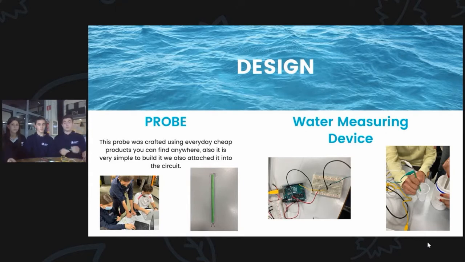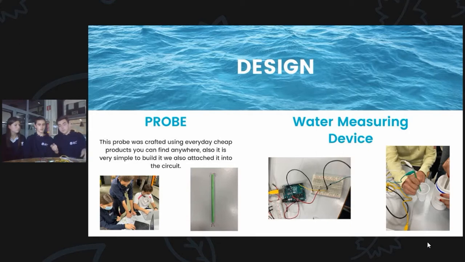But because this probe was really rudimentary and really inexact, we decided to use another, professional probe that was bought, and it works much better.